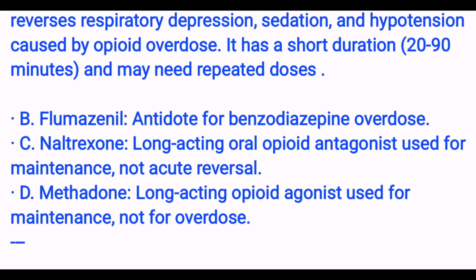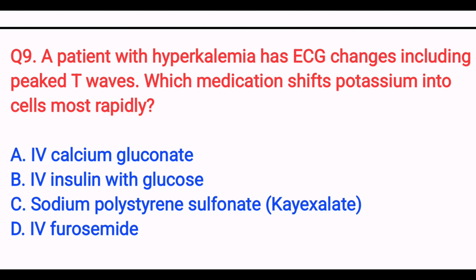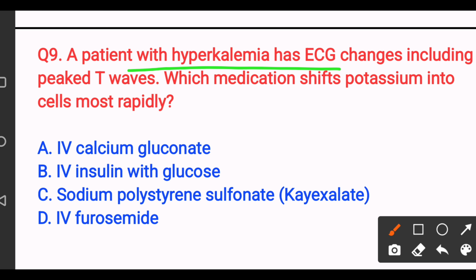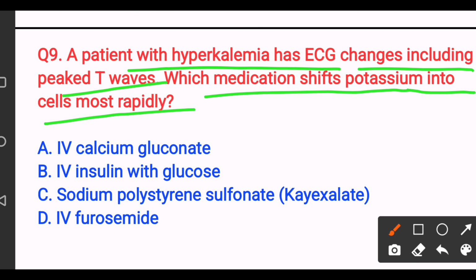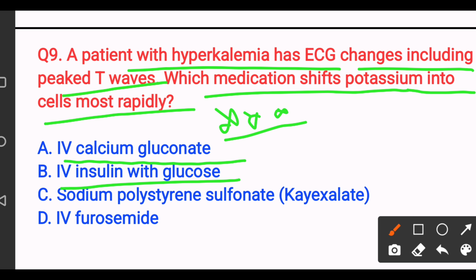Next, a patient with hyperkalemia has ECG changes including peaked T waves. Which medication shifts potassium into the cells most rapidly? Option A IV calcium gluconate. Option B IV insulin with glucose. Option C sodium polystyrene sulfonate. Option D IV furosemide. This is a very important question.